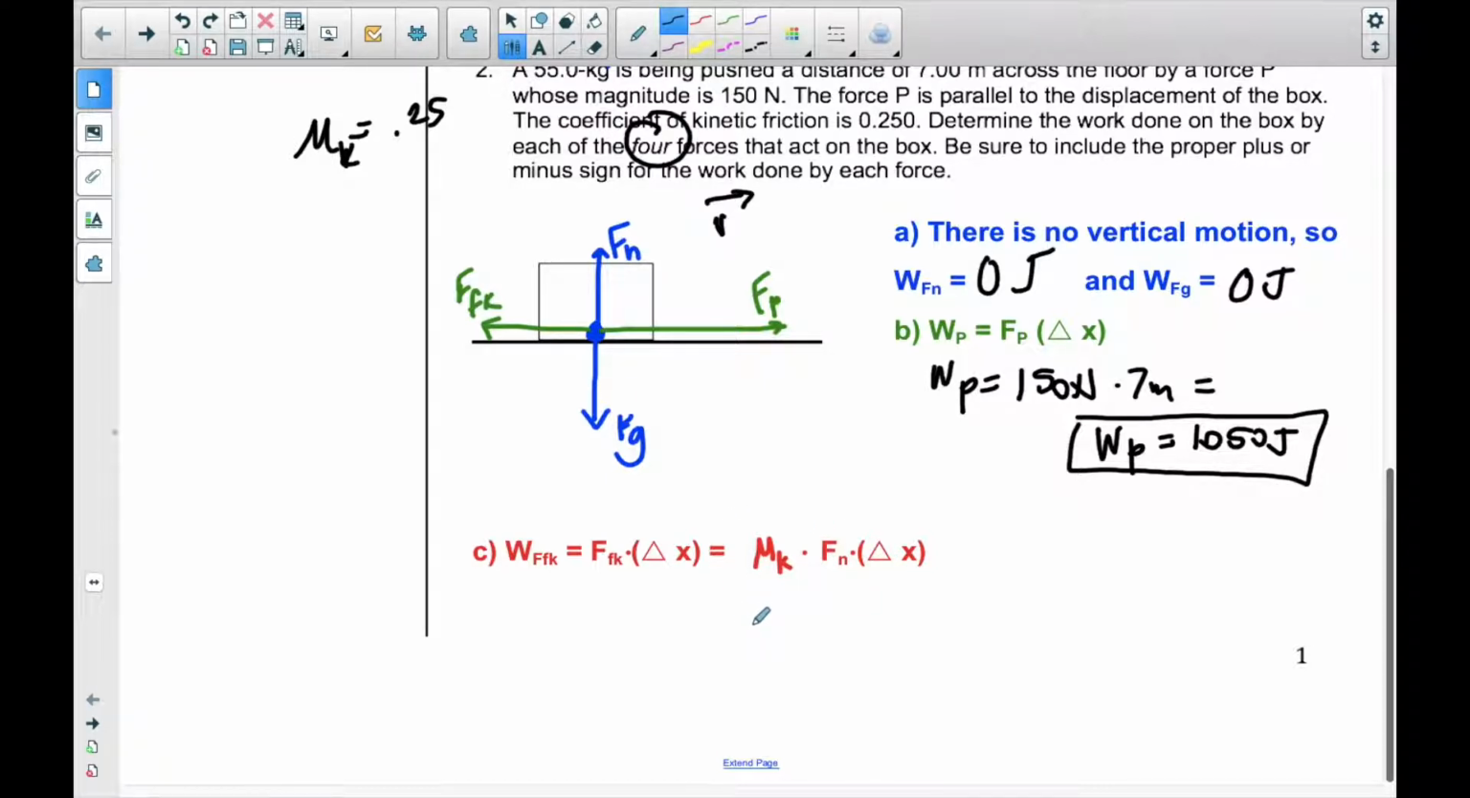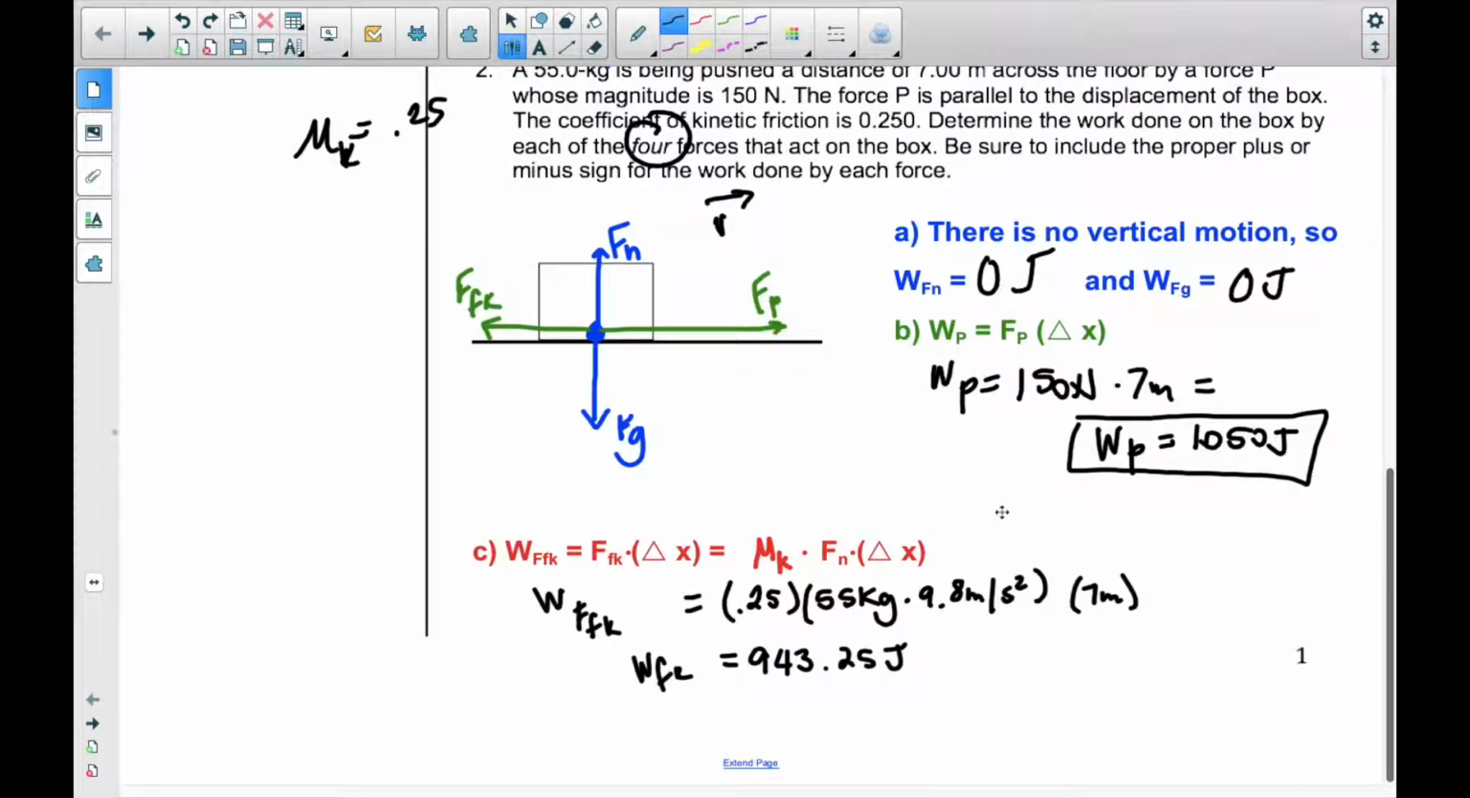Mu sub k, we were told up above, is 0.25. Our normal force is mass times gravitational acceleration. So that's 55 kilograms times 9.8 meters per second squared. This time I have it positive because I'm talking about the normal force. Normal force is going upward, opposing the gravitational force. And our delta x is 7 meters. Now, to find my work done by friction, all I have to do is plug that into my calculator.